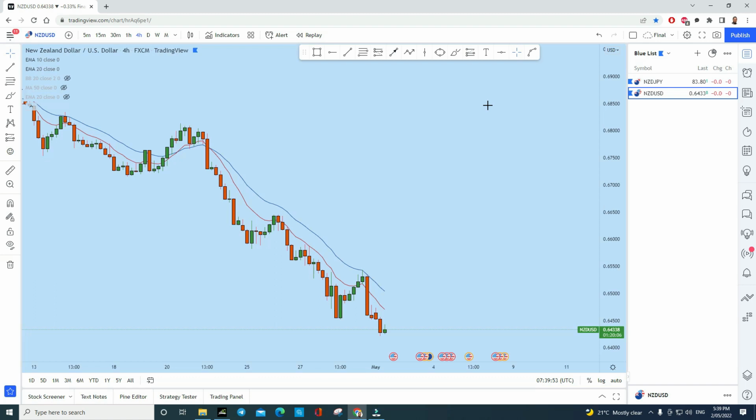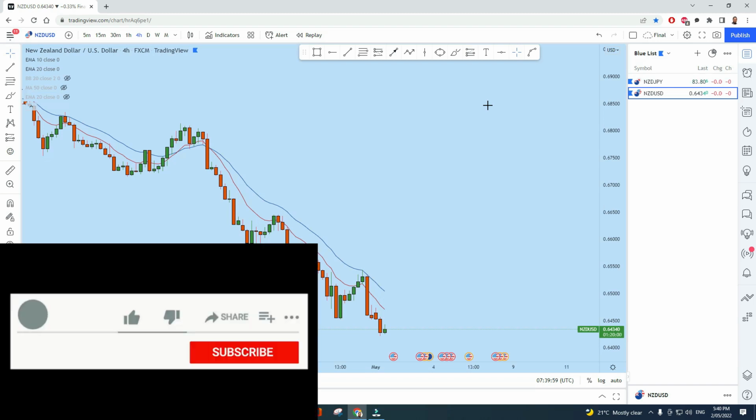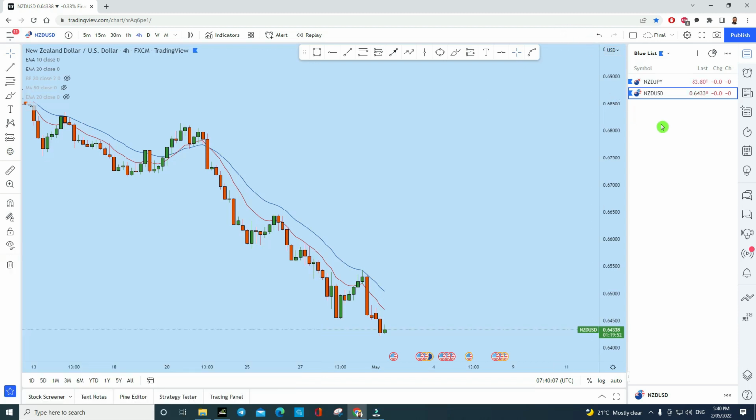Traders, so let's do a complete multi-time frame analysis of NZDUSD and NZDJPY. Both of these pairs are now showing a significant trading opportunity, so we'll look at both of them. Make sure you stick till the end to see how we can trade both of these instruments.